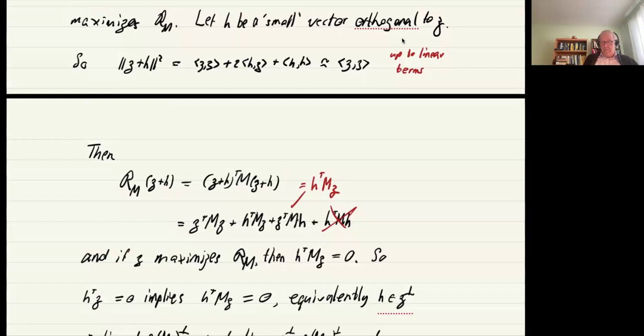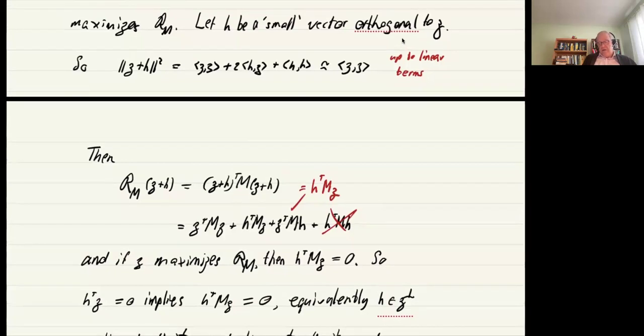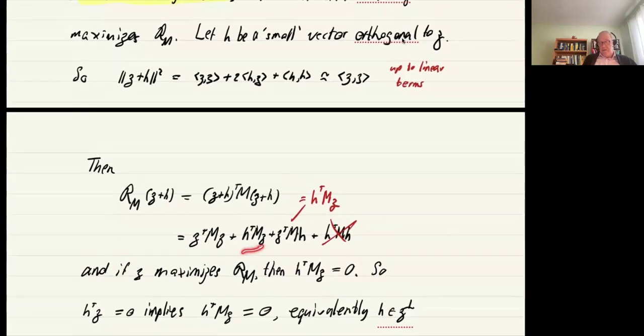And so in this case, we get these two terms, which are equal because one is the transpose of the other. And we get a term of order epsilon squared. And so you've got Z transpose MZ plus twice this. Now, if Z maximizes the Rayleigh quotient, this must be 0. If it's negative, I can replace H by minus H, and then this will be positive. So if this is non-zero, Z wasn't maximal. Okay, so we've concluded that if Z maximizes the Rayleigh quotient, then H transpose MZ is 0.